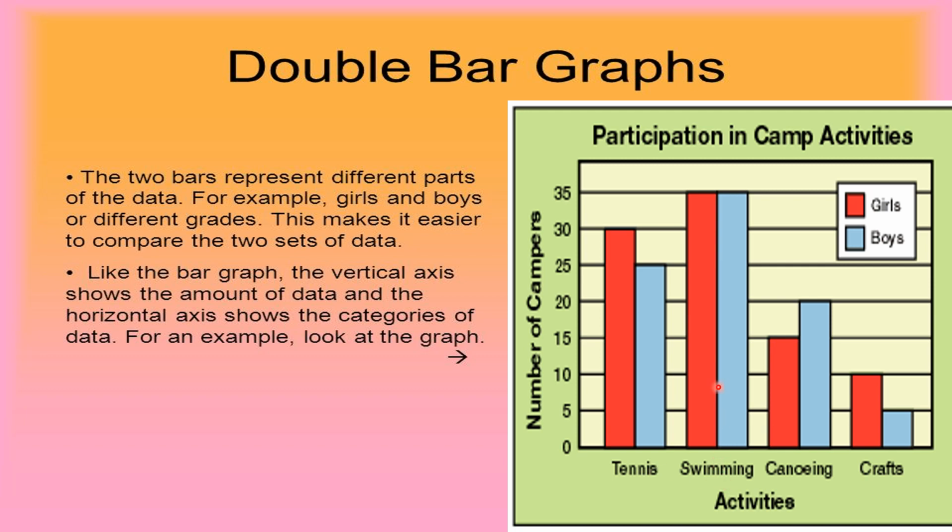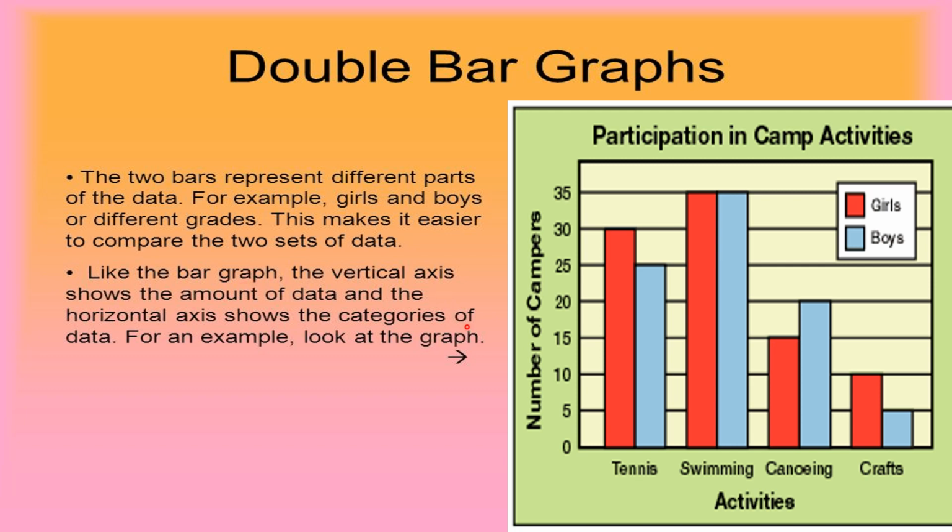In a similar way, we can interpret this one also: dark pink means the girls participating are 35 for swimming, and for the swimming activity there are again 35 boys. So we can compare: the same number of boys and girls are participating in swimming, and in tennis girls are participating more than boys. We can compare like this. So that's why it is a double bar graph and it is used for comparing data.